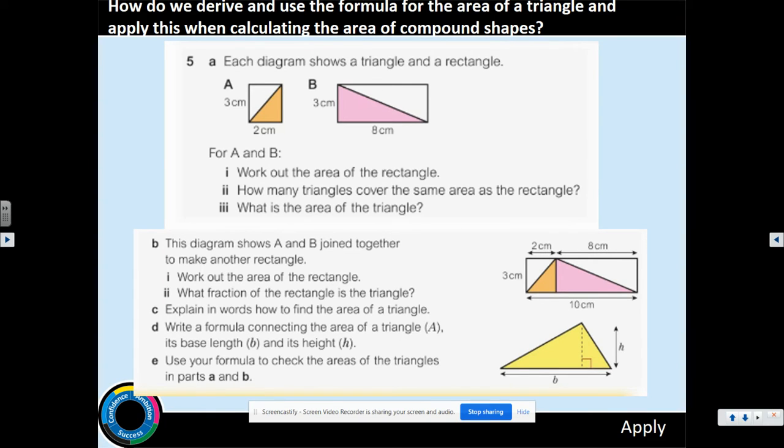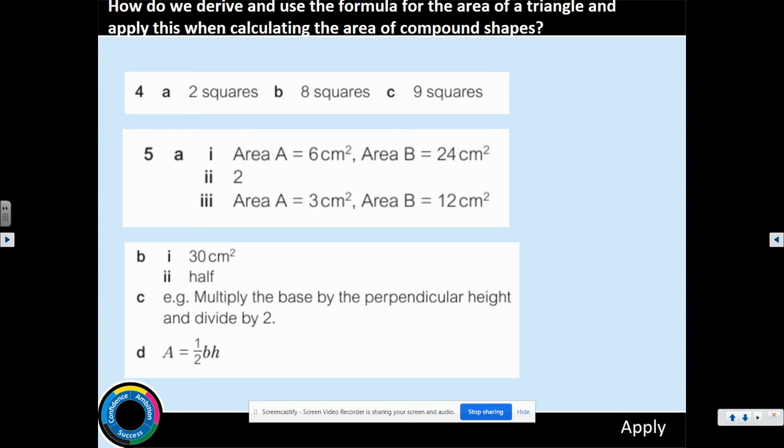Okay, thank you for doing question 5. Right, let's go through the answers to question 4 and question 5 together. So for question 4, for part A, you should have had 2 squares. For part B, you should have had an area of 8 squares. And for part C, 9 squares.